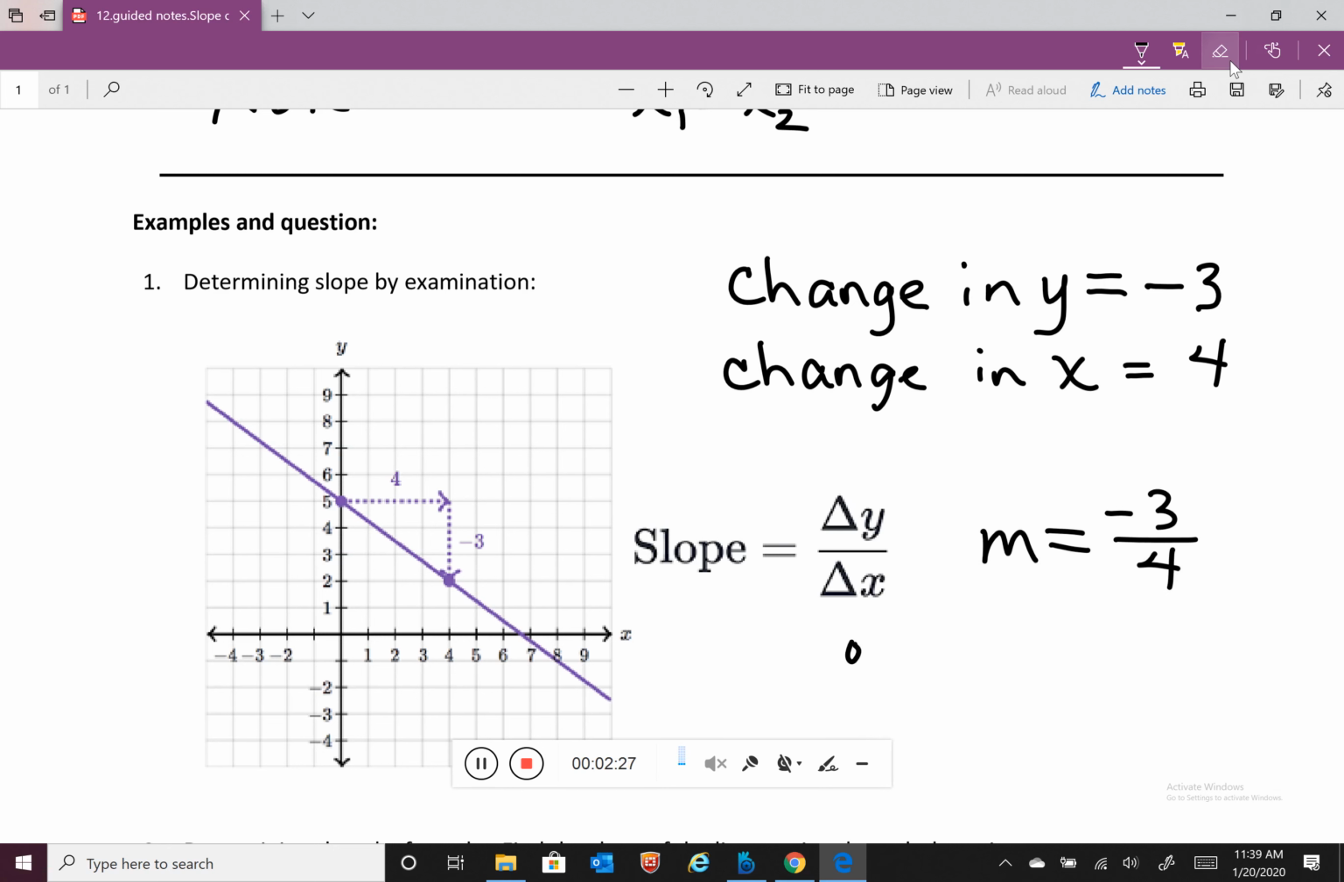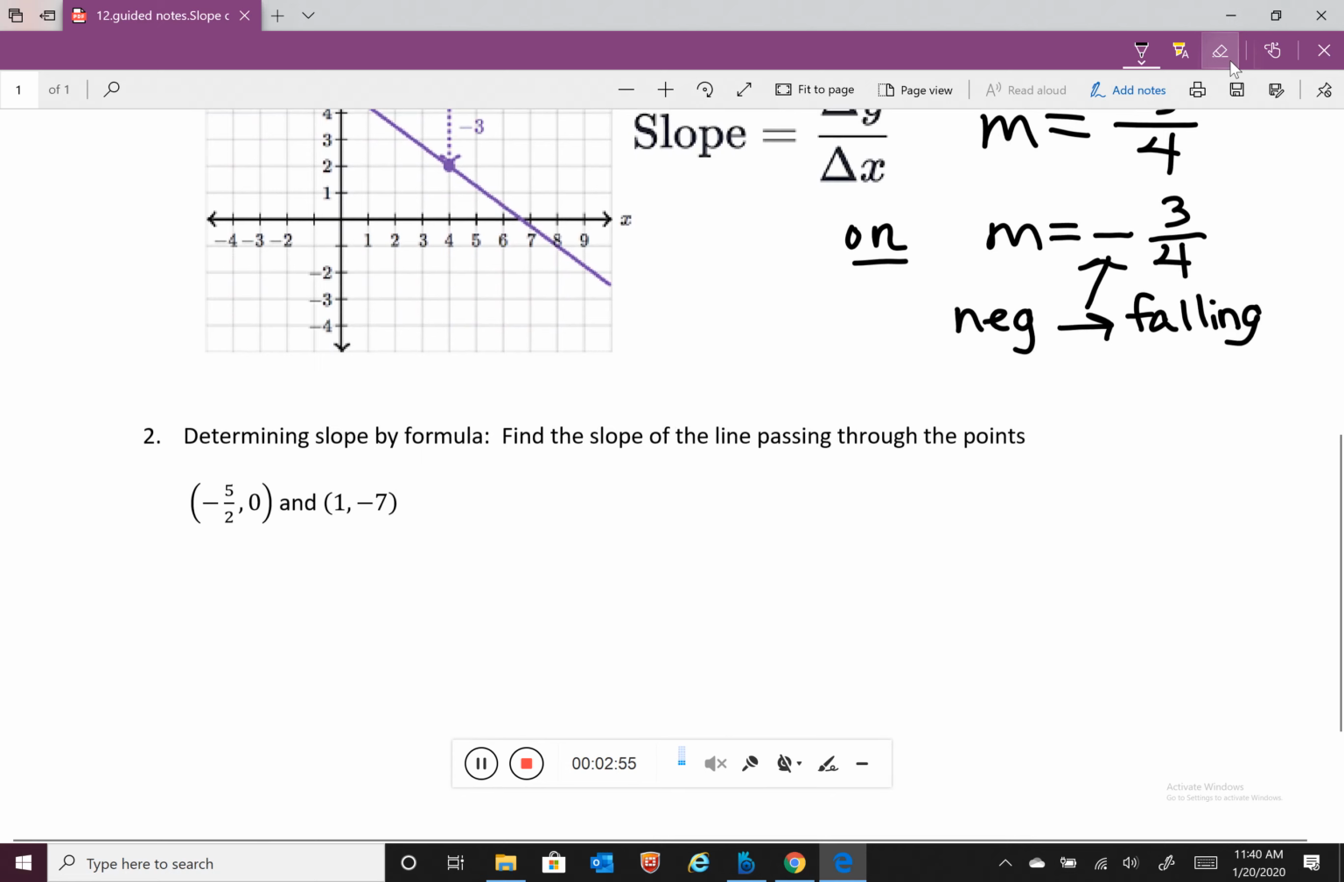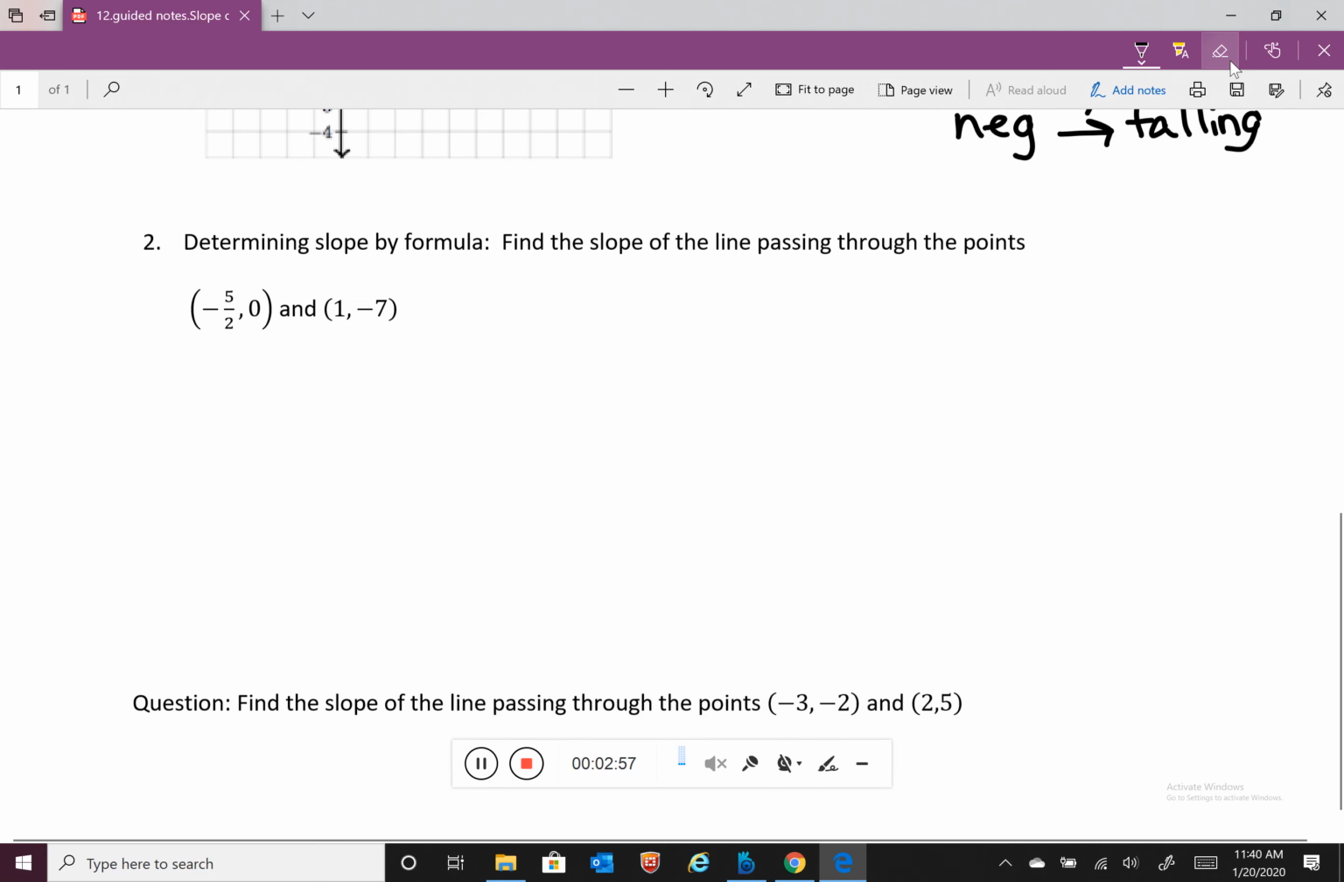Another way to write that is we can bring that negative out front, so -3 over +4, and notice that the slope is negative. So the slope is negative, which correlates to the fact that this line is falling. So as x is increasing, y is decreasing. This line is falling.